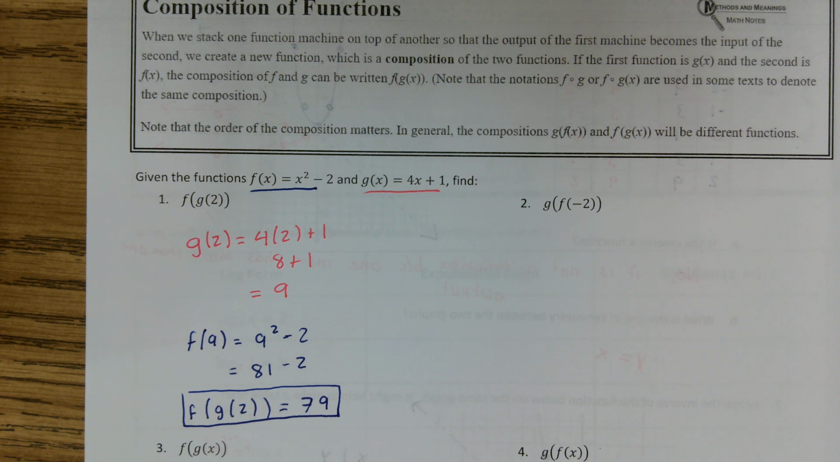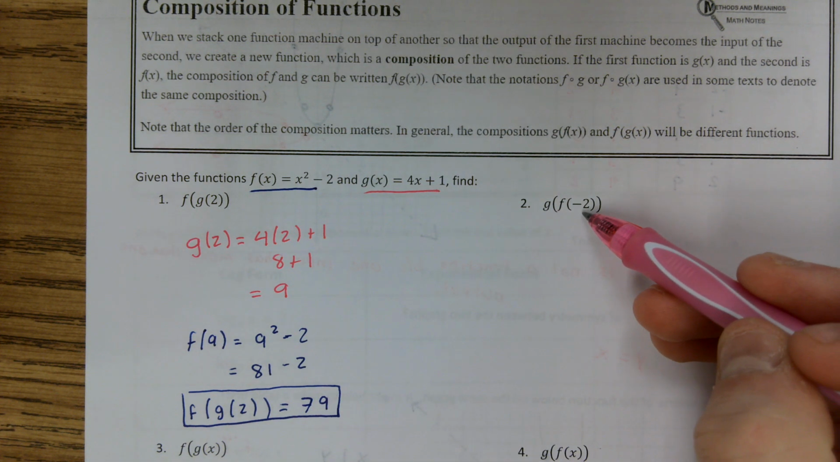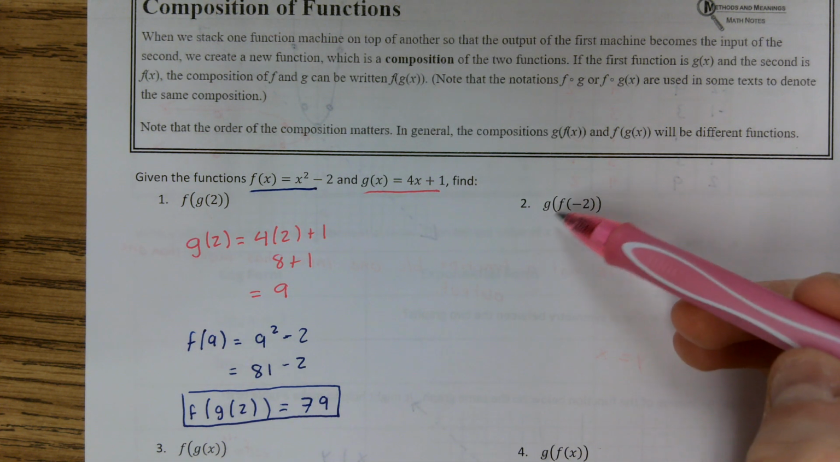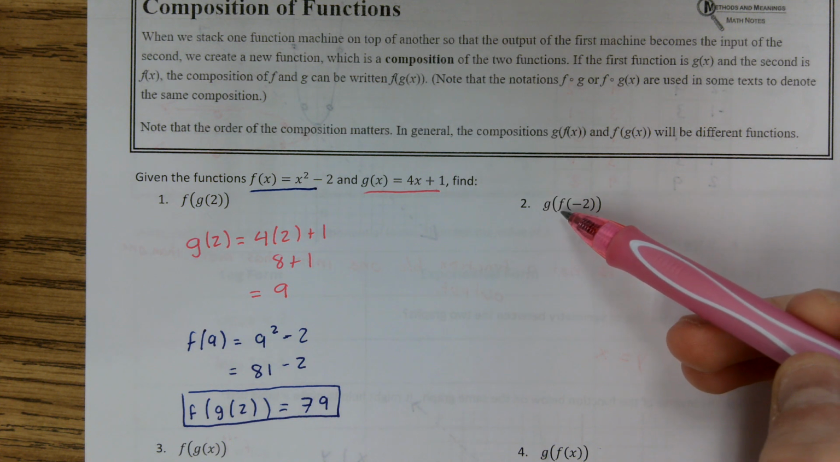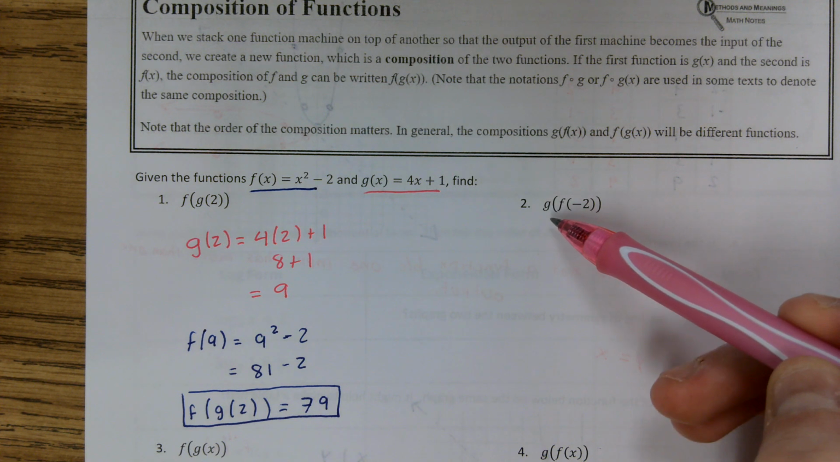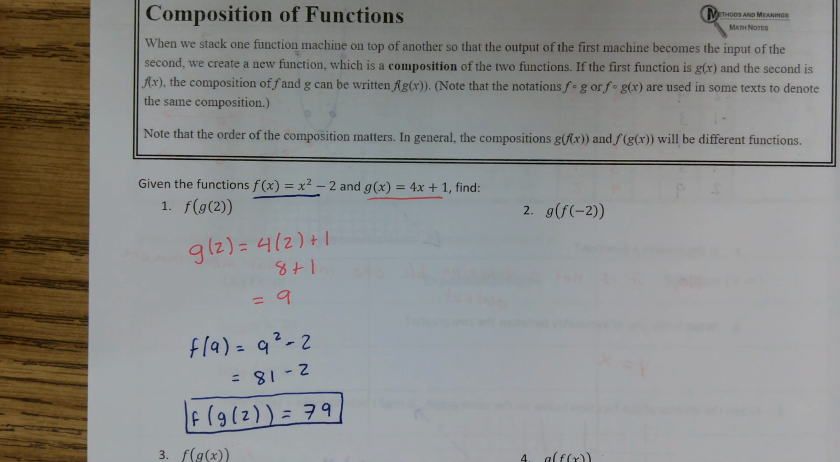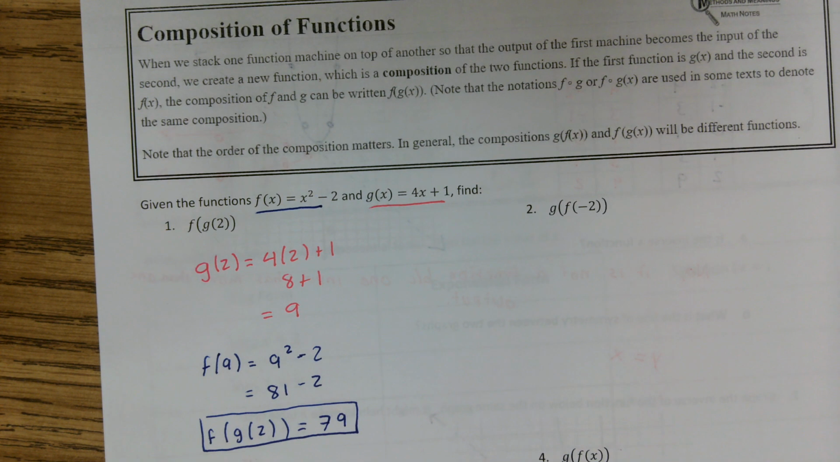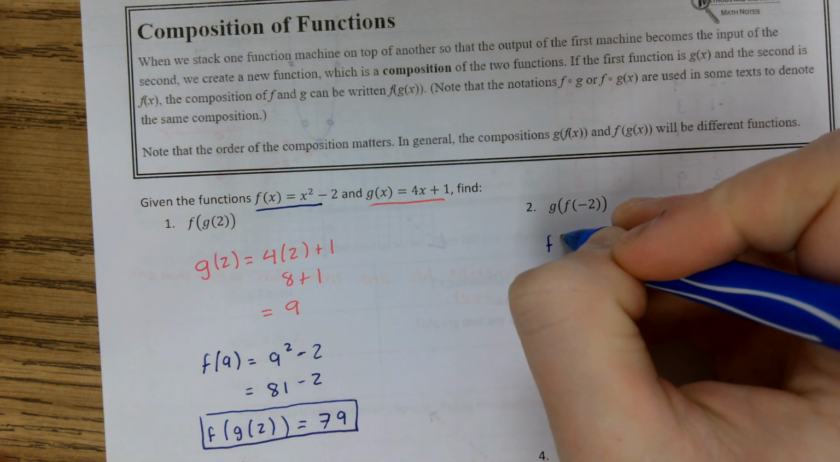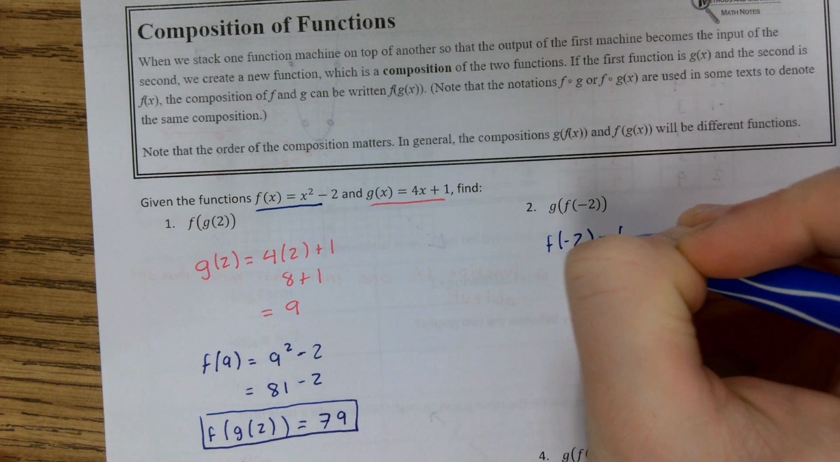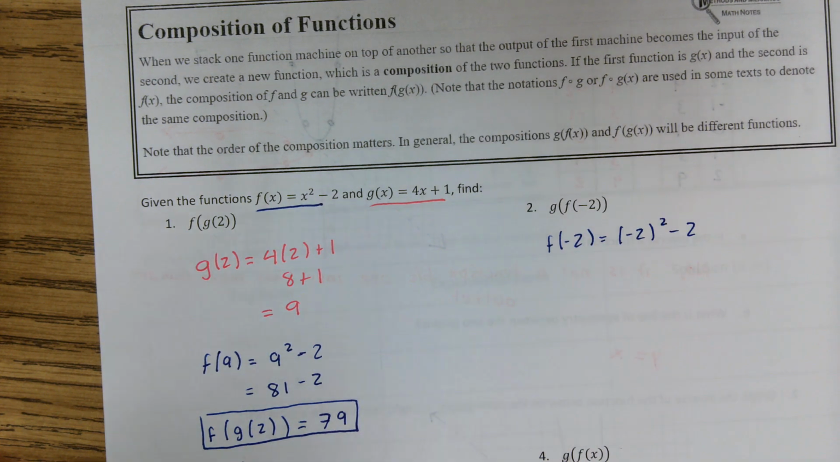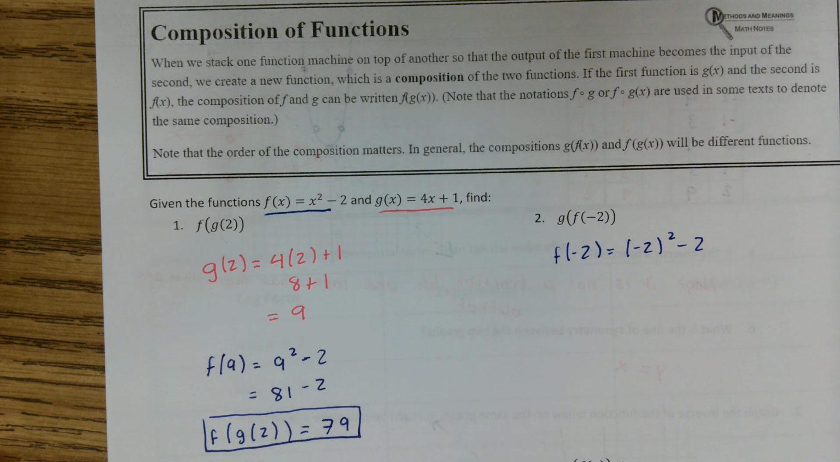So the numbers are not too bad, right? You just plug it in and work from the inside out every single time. We'll go ahead and try the next one. In this case, you'll notice we have a different value, negative 2, and we're also plugging in that value for f and g. We're going to plug it into the f function first, and then into the g function later. So we'll start with the f function. f of negative 2 is equal to negative 2 squared minus 2. We'll go ahead and simplify here.